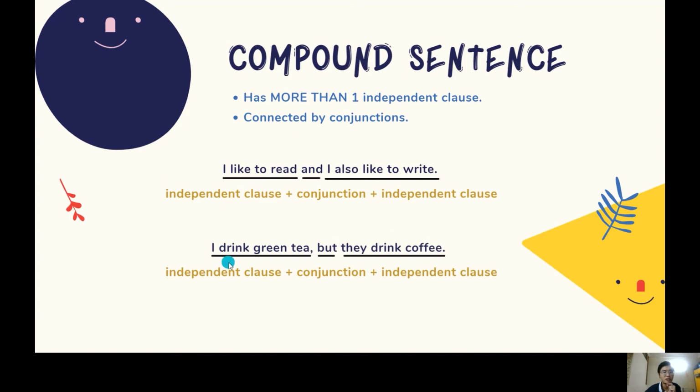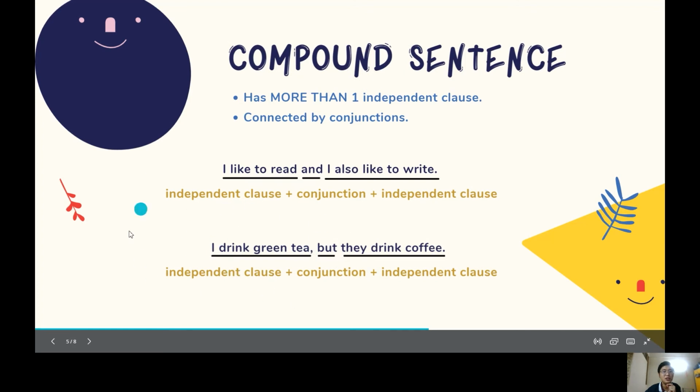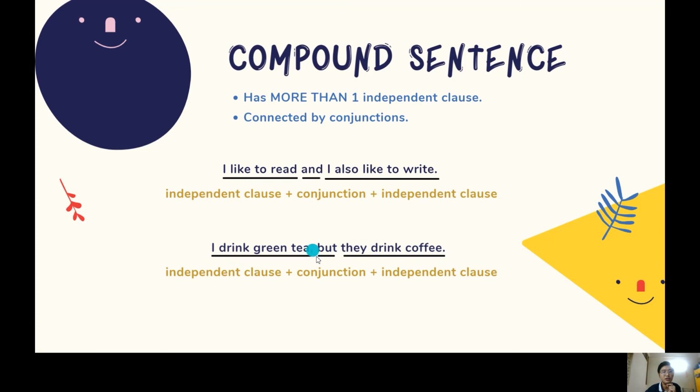So let's move on to the next example. I drink green tea, but they drink coffee. Independent clause, conjunction, independent clause. To fact check whether a clause is independent, you can just cover the part of the sentence you want to take away. For instance, I drink green tea, makes sense. They drink coffee, still makes sense. So a very pro tip to identify compound sentences is to just identify the conjunctions. As soon as you see a conjunction, you can already identify that the entire sentence is a compound sentence.